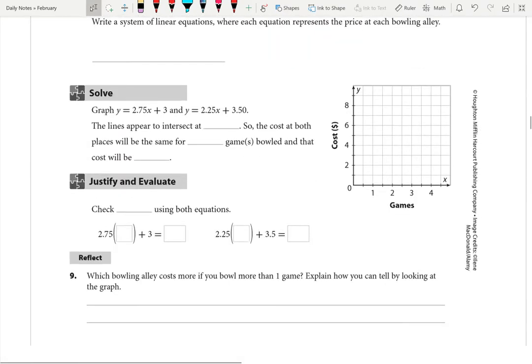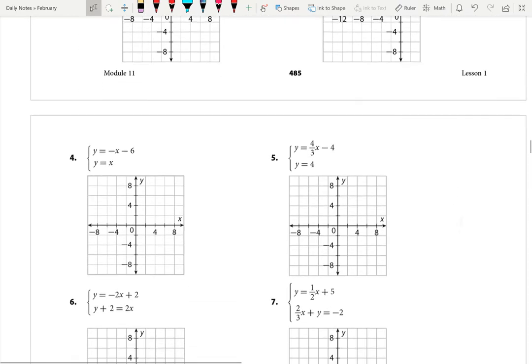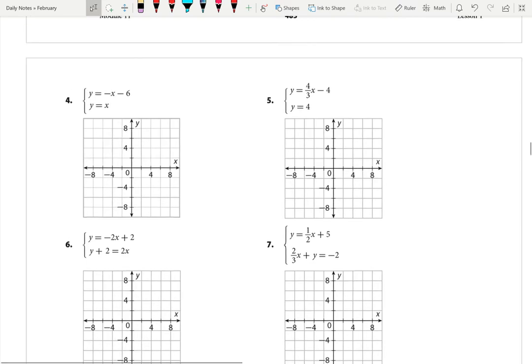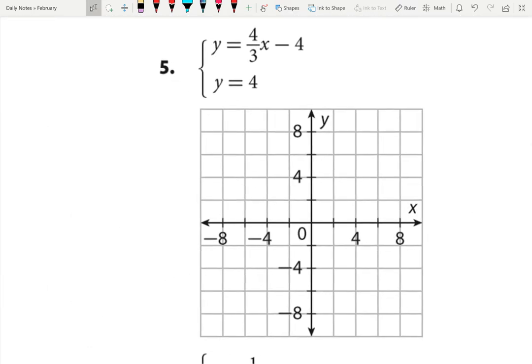All right. I want to go back. I want to go down to the homework questions and see if they have any particular questions that we can graph. Yeah, for example, like number 5. Okay. Number 5 in the homework.